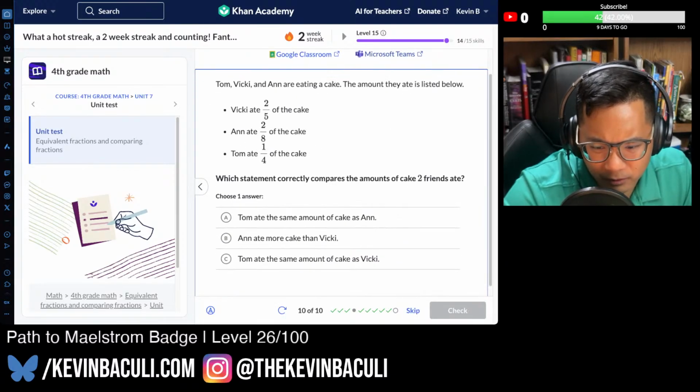Okay, which statement correctly compares the amount of cake to invest? Tom ate the same amount as Anne. That's true.